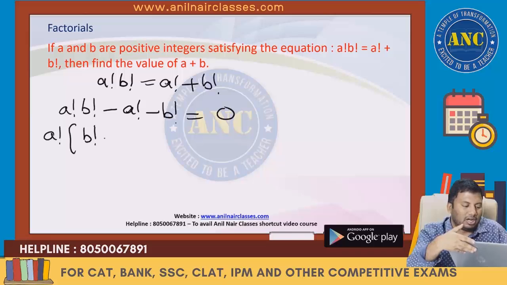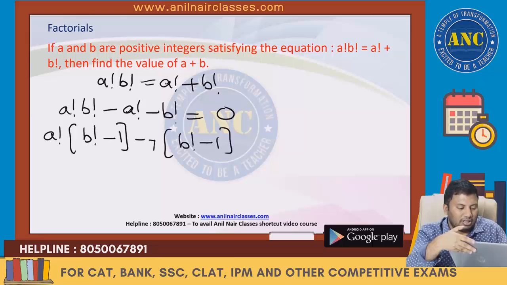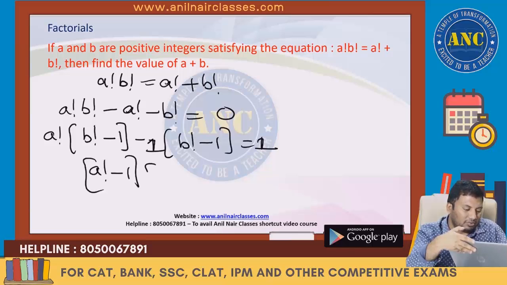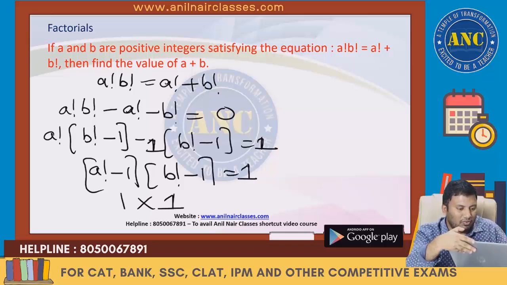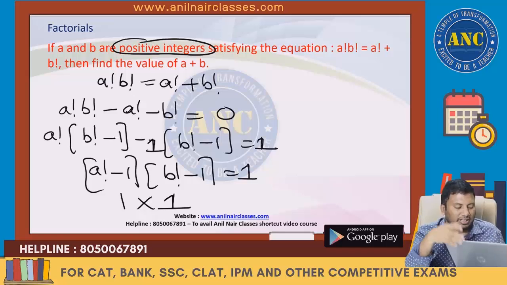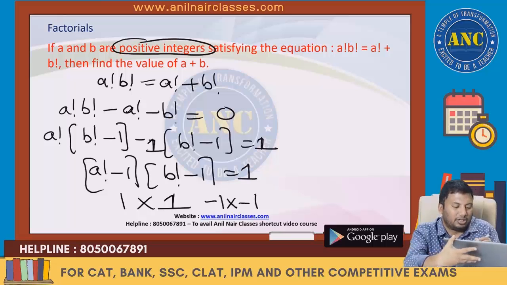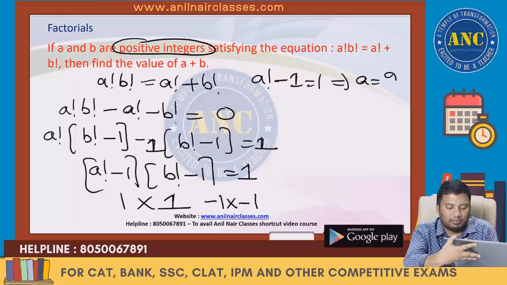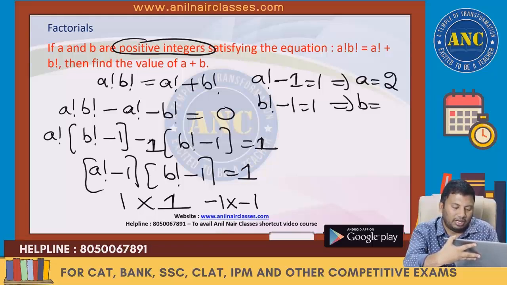A factorial minus 1 and b factorial minus 1: their product is 1. How many cases are there? 1 into 1, because it's a positive integer. Or minus 1 into minus 1. If a factorial minus 1 is 1, so a is 2. If b factorial minus 1 is 1, so b factorial is 2.